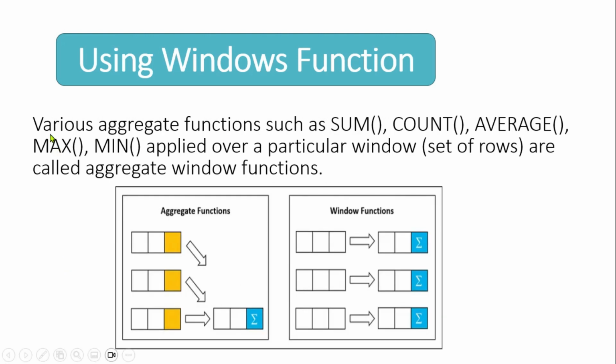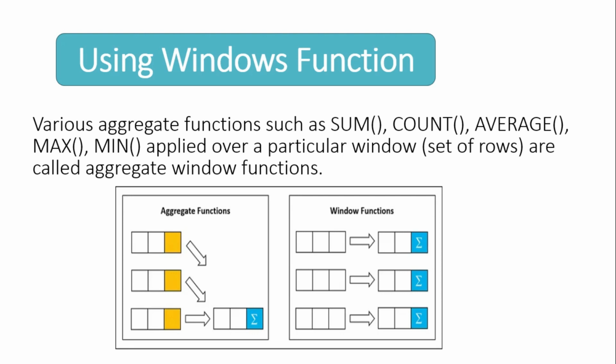In window functions, we use various aggregate functions such as sum, count, average, max, min. We call them aggregate window functions. When we aggregate using GROUP BY, it will create just an aggregated value in one single record. But in window functions, they create different windows by partitioning, and then we can order it by the ORDER BY clause.